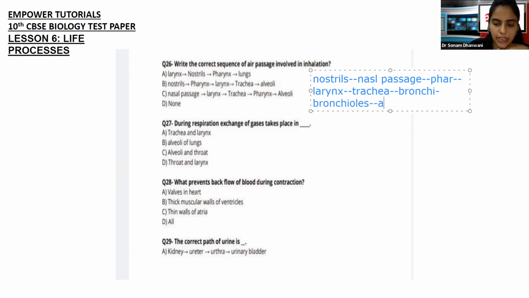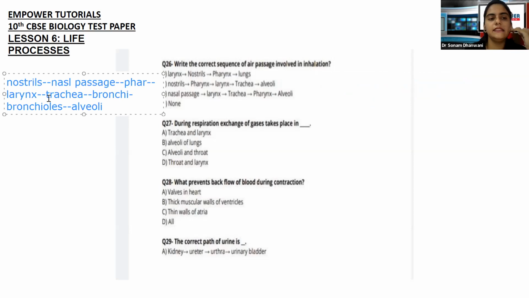उसके बाद जाएगा alveoli में in the lungs. Okay, so this is the correct passage of the air. That is, first is nostrils, then is the nasal passage, then is the pharynx, then is the larynx, then goes to the trachea, then goes to the bronchi.